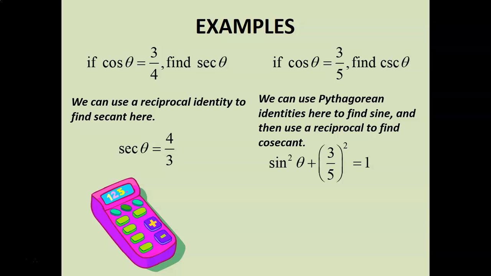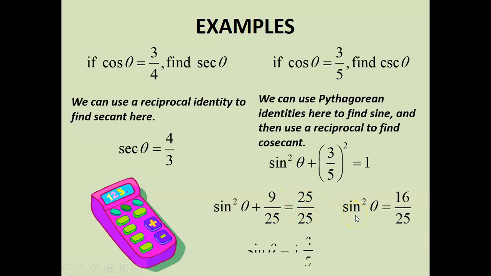So what we would do is take cosine squared plus sine squared, or sine squared plus cosine squared, and in this case cosine squared is 3/5 squared, and that's equal to 1. Well, 3/5 squared is 9/25. 1 can be written as 25/25. So when we subtract over, we get that sine squared of theta is equal to 16/25. Well, we can get rid of the square by taking the square root of both sides, and we find that sine is going to be either positive or negative square root of 16 over square root of 25, which would be 4/5.